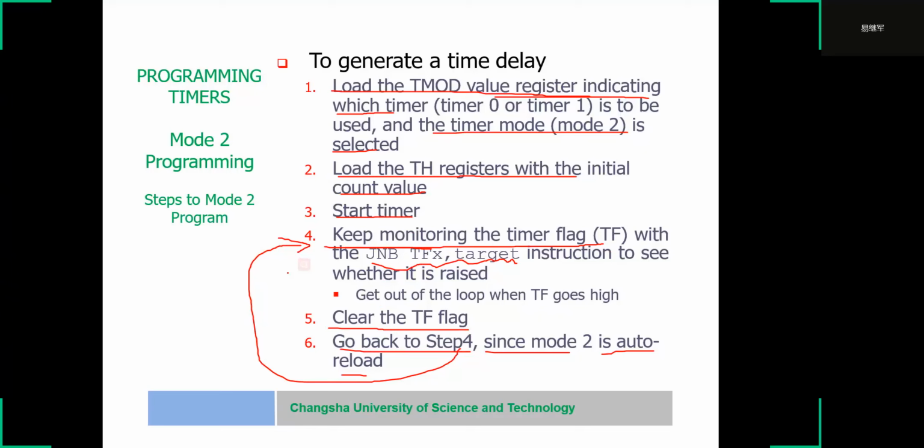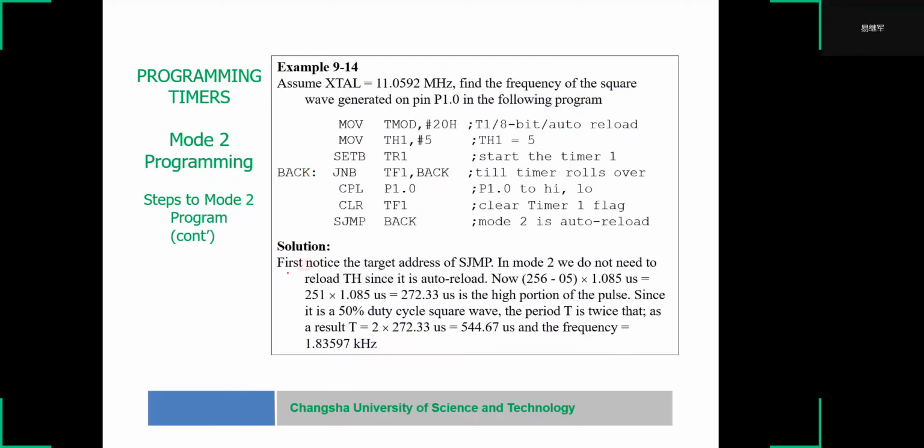This mode is used for repeated timing. So when we want to repeat the timer, we use mode 2. Here is an example. Assume the oscillator frequency is given. Find the frequency of the square wave generated on pin P1.0 in the following program.